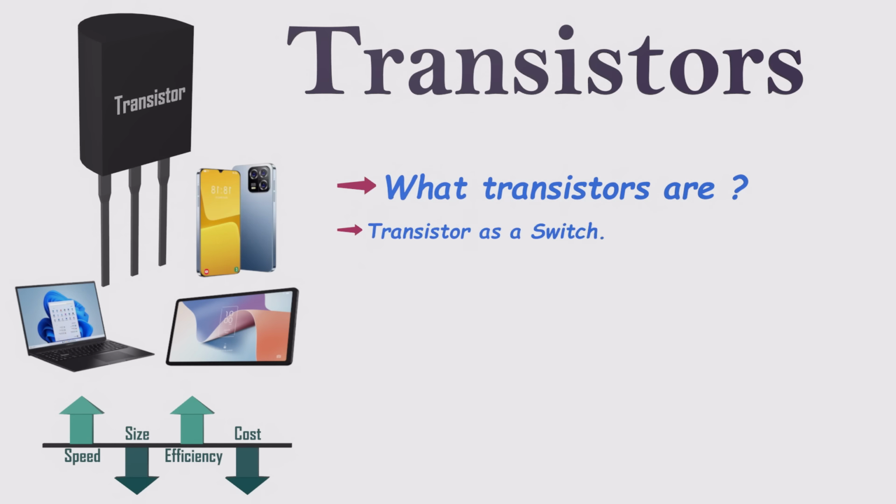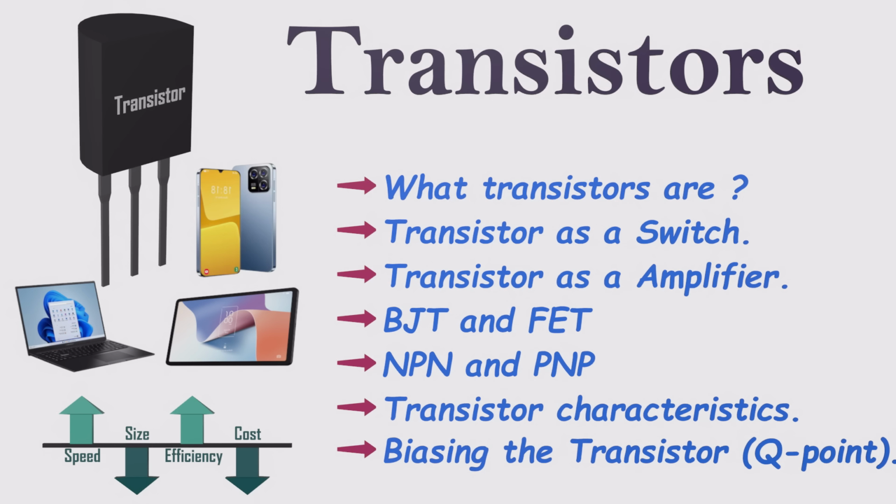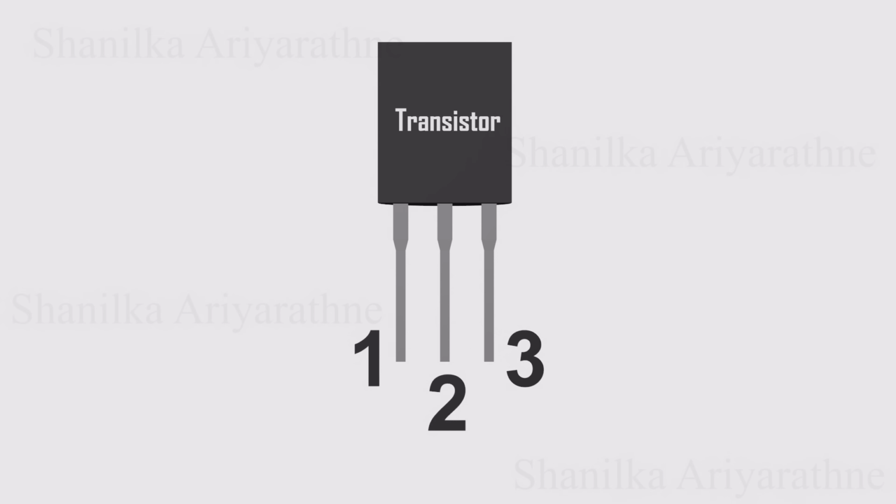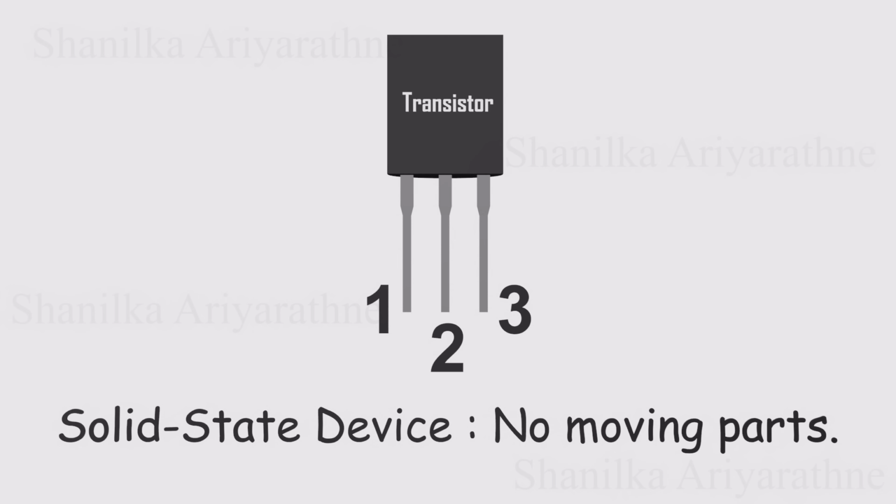In this video, we're diving deep into the fascinating world of transistors. We'll start with the absolute basics and build our way up, covering everything you need to know to truly understand how these tiny devices work and why they're so powerful. A transistor is a solid-state device with three terminals and not a single moving part. That's a big reason why it's so fast, incredibly reliable, and built to last.